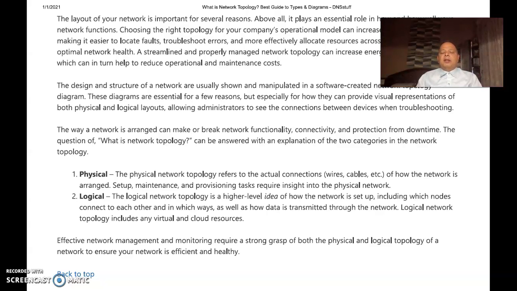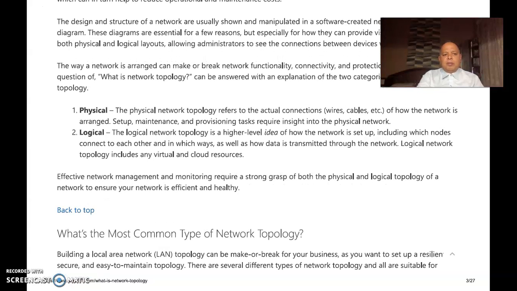So please bear it in mind that effective network management and monitoring requires a very strong grasp of physical and logical topology, and therefore this lecture is very important, I would say. And designing the proper topology will ensure that your network is efficient and healthy in terms of the bandwidth usage, in terms of the resource allocation, in terms of the maintenance, in terms of the troubleshooting. All these things become very easy if you design the network with proper topology. So let us move towards some more things regarding the topology.